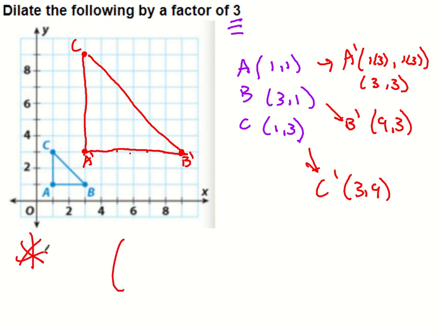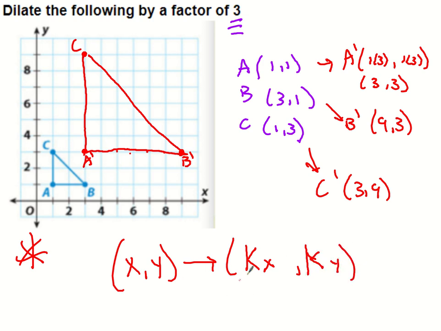Algebraically, the algebraic representation for dilations is we take our x and our y and we multiply them by whatever the scale factor is. The letter we use to represent scale factor is K. I don't know why. So I take the K and multiply it by x, and I take the K, which is a scale factor, and multiply it by y. This is the algebraic representation.